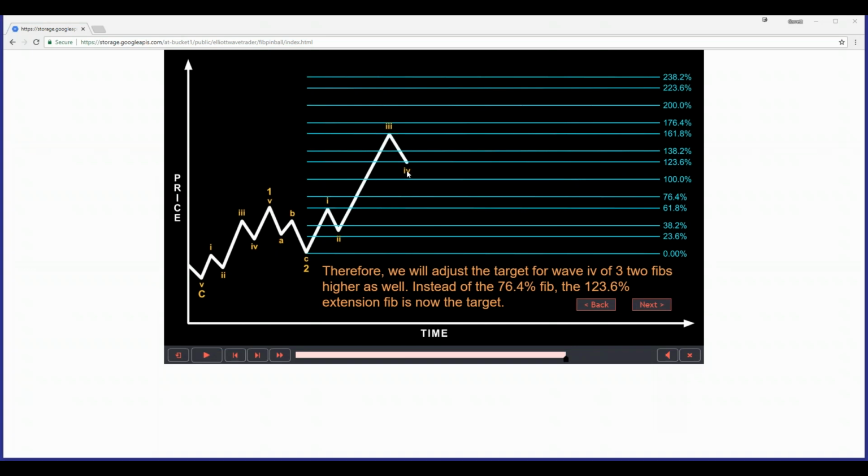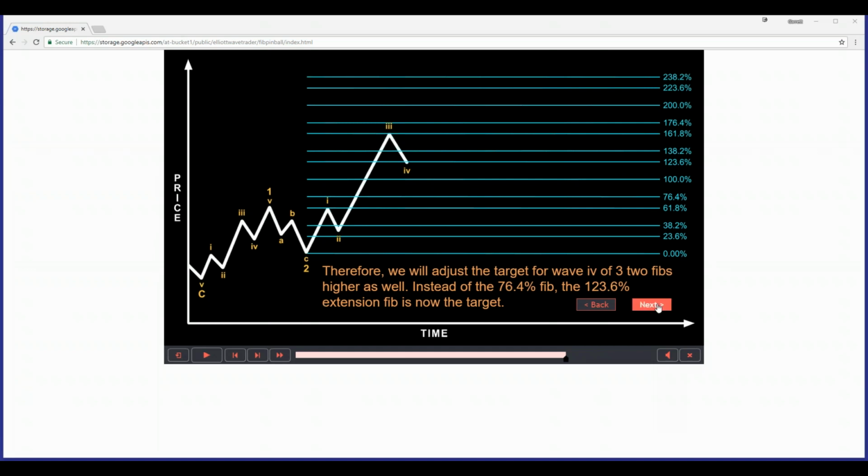Another tool that you can use is a very, very common target for a fourth wave: the 38.2% retrace of the wave 3 at the same degree. So this move from this wave 2 low to this wave 3 high, a 38.2% retrace of that move is the standard fourth wave target support. And usually that's going to line up with the same fibs you're watching based on that higher degree 1, 2.